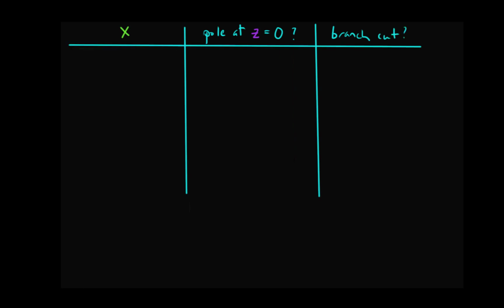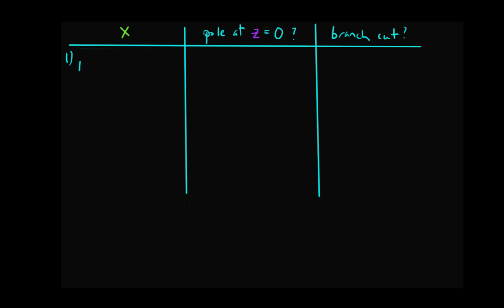So I want to conclude this video by comparing all the different cases for our function z to the x, where z is a complex number and x is a real exponent. So we're going to make a chart here, our different values for x, and then the question of whether there's a pole at z equals 0 and whether the function has a branch cut.